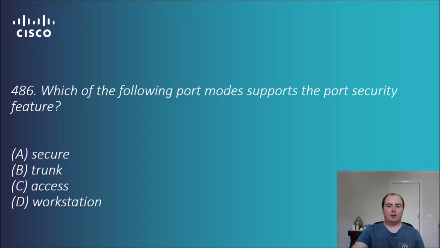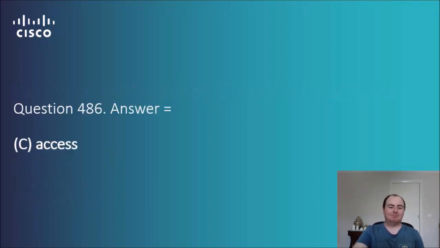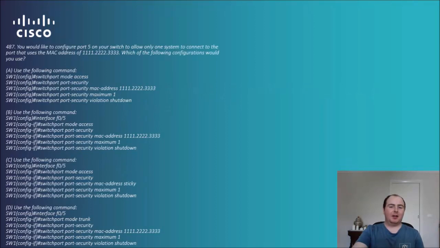486, which of the following port modes supports the port security feature? We've got secure, trunk, access, and workstation. The access mode, I'm just giving away the answer. The port mode is access. A lot of these are sort of rote memory. They sort of are what they are. There's no rocket science as to why they are the way they are. 1 + 1 is 2. So excuse my lack of explanation on these ones.